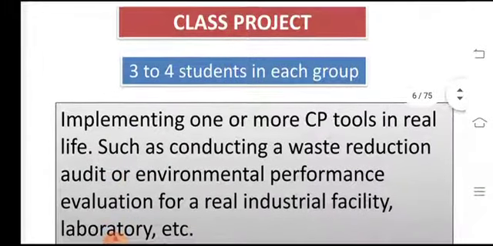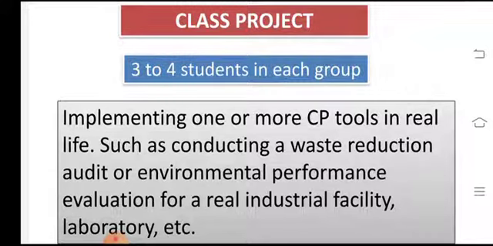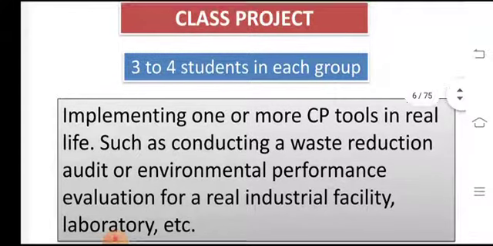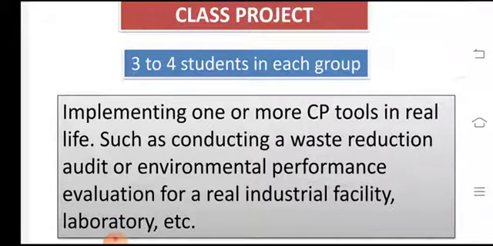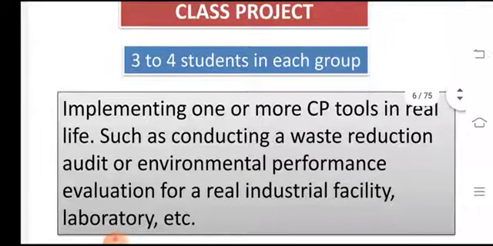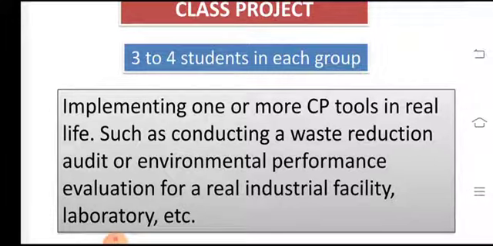We need a class project, and there will be about 3 students in one group, and it will be about the implementation of the cleaner production techniques. So we want that whatsoever you are going to study in this course, it must have some practical application. You must know how this course is going to work. You must know the procedures, how we are going to implement this course in our existing system, because when you go into the field, there is a totally different scenario other than the theoretical work.